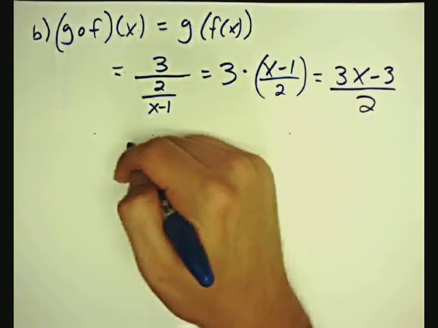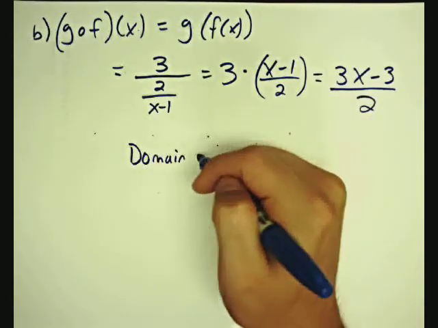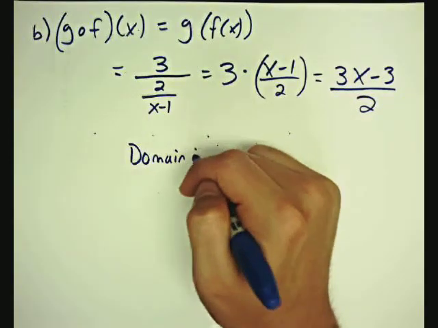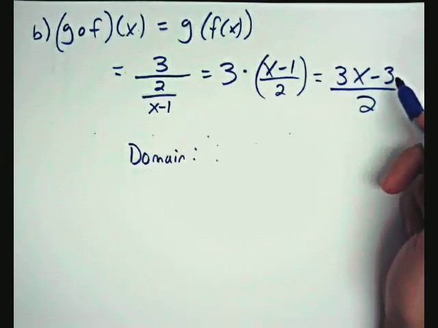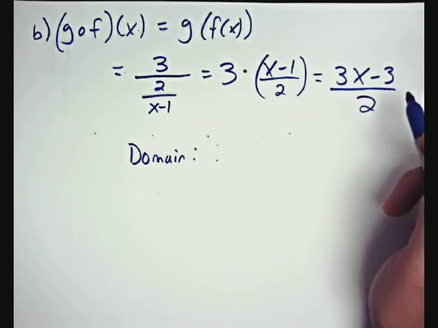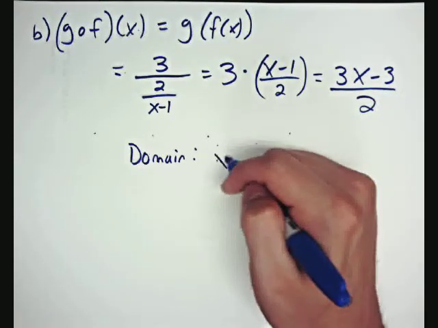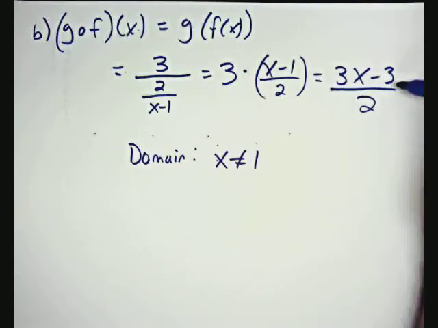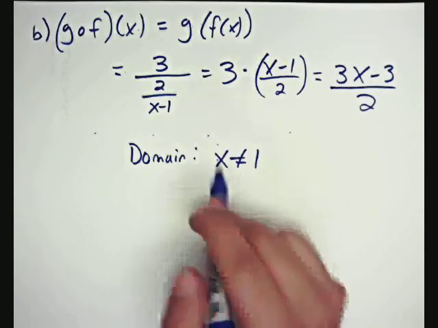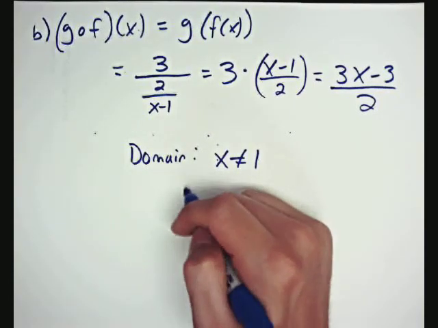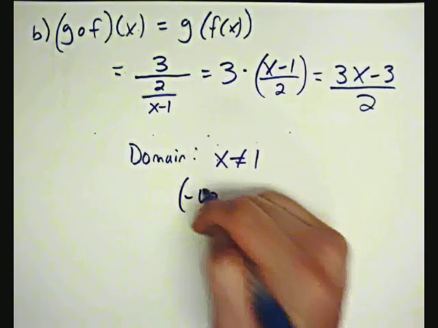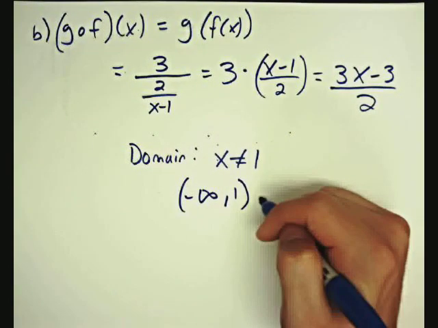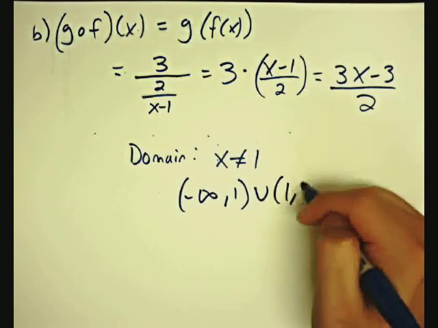For the domain, we want to combine the domain of f with the domain of our result. The domain of f has x minus 1 in the denominator, so x cannot equal 1. For our result, we have a denominator, but there's no x in our denominator, so we don't get anything additional to exclude. So x just cannot equal 1. So we're going to get negative infinity to 1, union 1 to infinity.